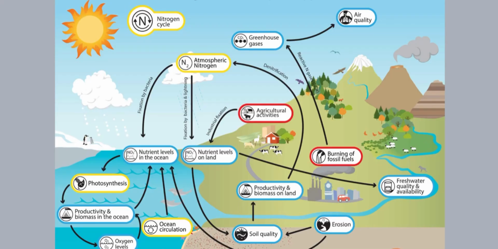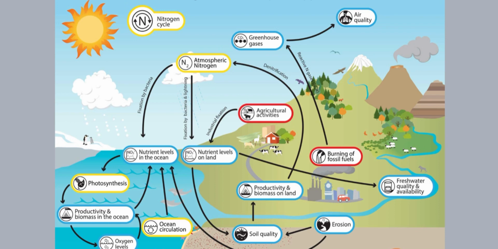Now let's talk about the nitrogen cycle. As you can see, there are greenhouse gases involved, atmospheric nitrogen involved, and agricultural activities involved. When you burn fossil fuels, there is fresh water and soil erosion, and you can see that ocean circulation is also there, along with production of biomass, photosynthesis, and nutrient levels. So it all constitutes a cycle.